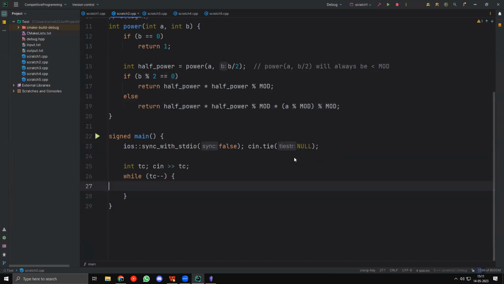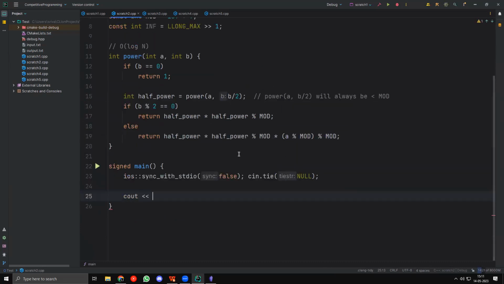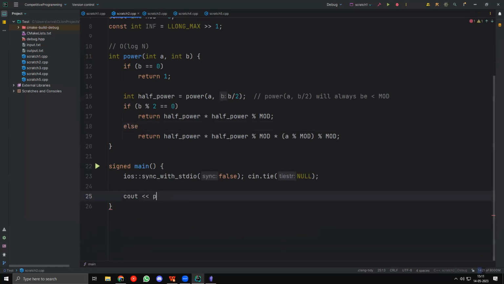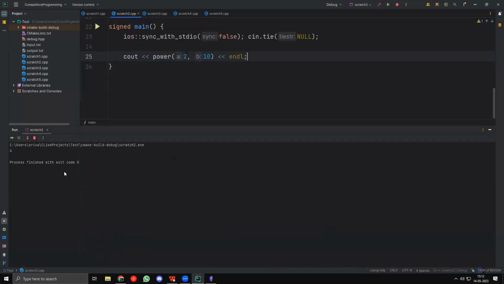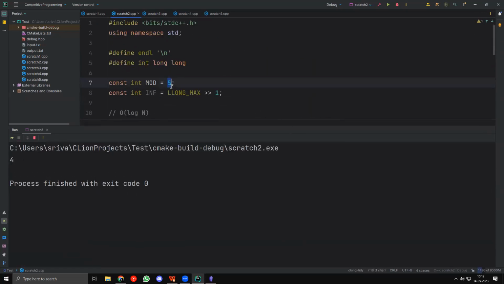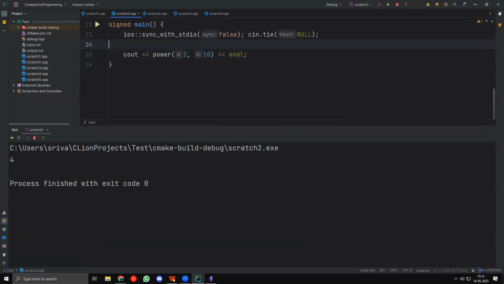Okay, let's make sure it works. Let me make mod equal to 5 so that we can test this easily. Let's say I output power 2 comma 10. Let's see if this works. And there you go. I got 4, which is correct, right? Let's say I take 10 to the power of 9 plus 7. In this case, it should just output 1024.